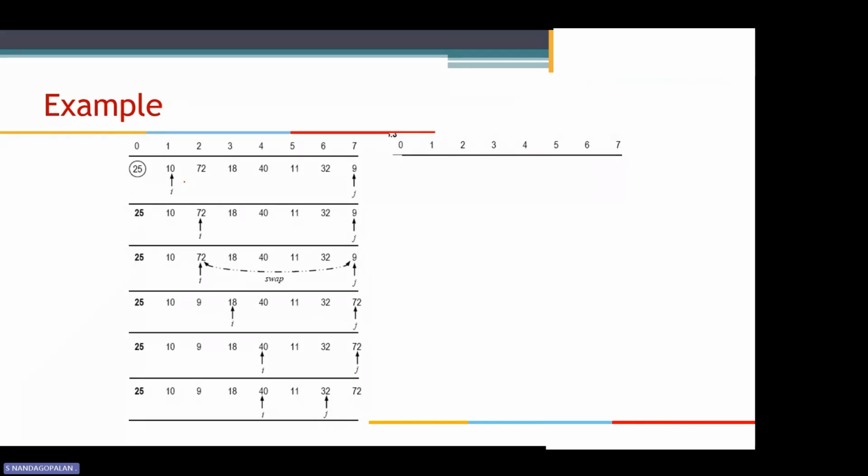Making the pivot to place it at the appropriate position. Okay, so now I'm going to maintain 2 pointers, i and j. I will move from left to right and j will move from right to left. So this is my i, this is my j. When both pointers meet, your job is done.